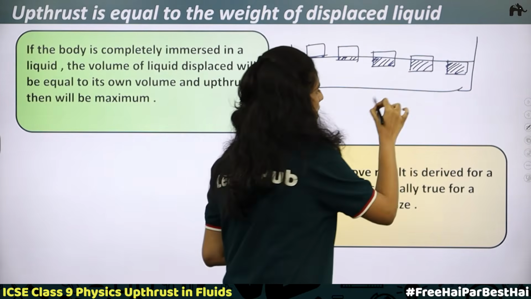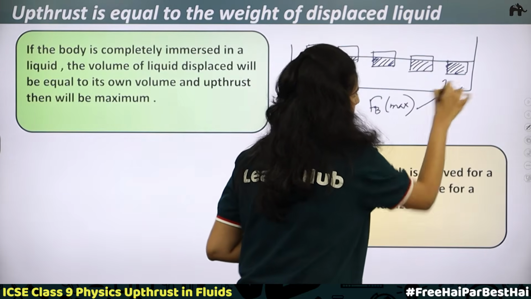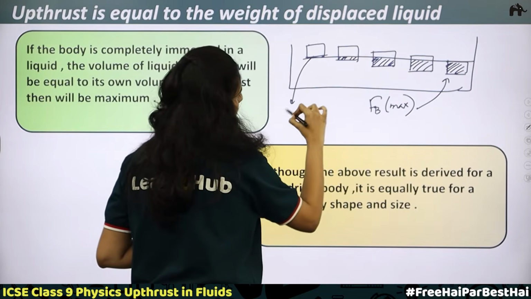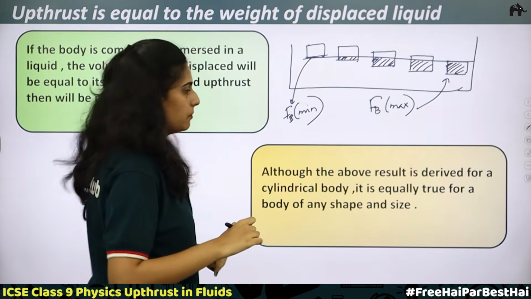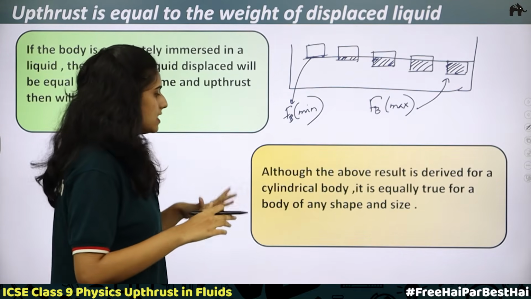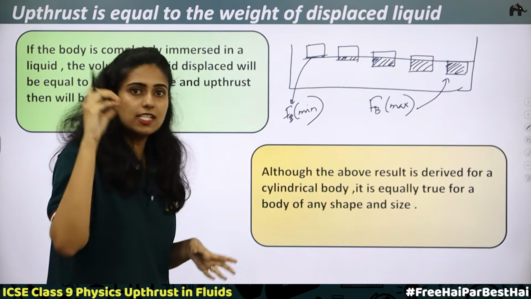Okay, FB is maximum in this case, and here FB is minimum, the buoyant force is minimum. Although the above result is derived for a cylindrical body, so the derivation we have done is with a cylindrical body.